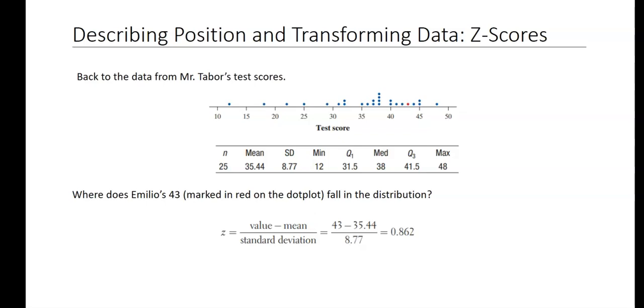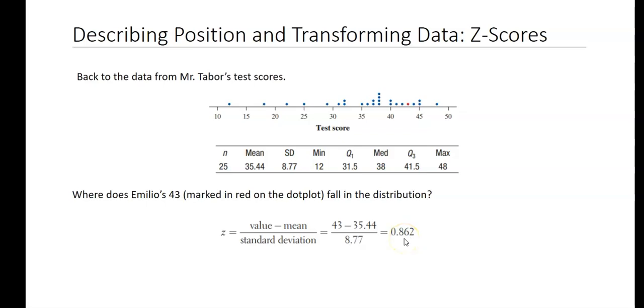But we can do better than that, right? We can actually plug it into the formula for z. So we take the value of 43 minus the mean of 35.44, divided by the standard deviation. Notice when I was just ballparking it, I wasn't using the standard deviation. The z-score uses standard deviation, and it's a very accurate measure here. So we get 0.862. Compared to his classmates, his z-score is 0.862.